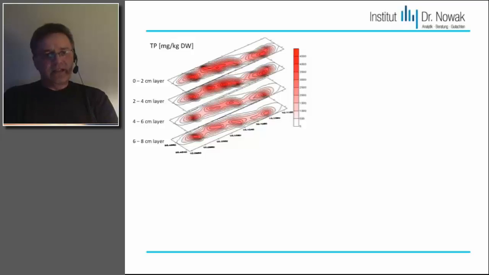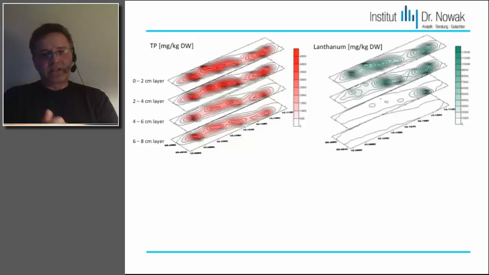And you can clearly see that we have a lot of phosphorus in the first 2 layers, that means 4 centimeters, but we also have phosphorus in the deeper areas. So maybe more phosphorus from deeper areas is available and interacts with the water body. Compared to our lanthanum dose, we can see that the lanthanum concentration in these sediment layers is smaller than maybe necessary.